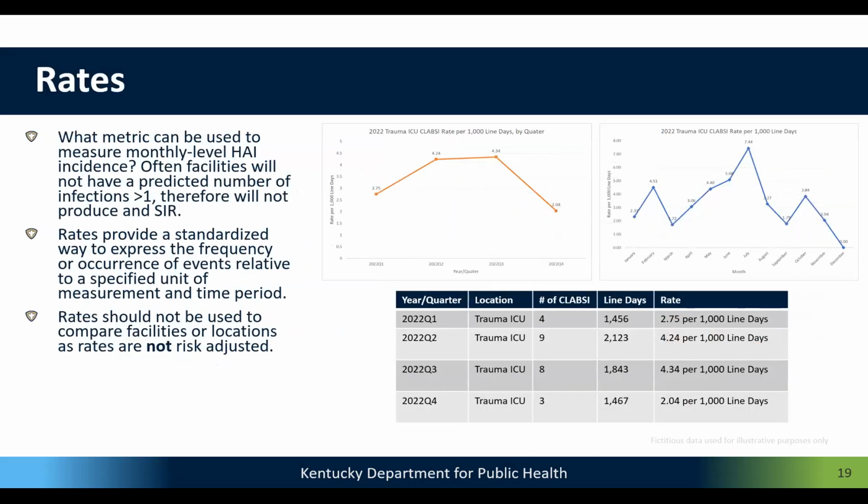When it comes to tracking HAI incidents on a monthly basis, the metric of choice would be rates. Unlike some situations where facilities may not have a predicted number of infections greater than one, rates can provide a useful way to express the frequency or occurrence of infections within a specific time frame. Rates, in the context of summary level data, are a standardized way to express how often events, such as HAIs, occur relative to the specified unit of measurement and time period.